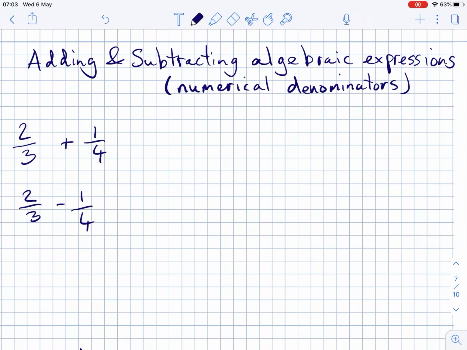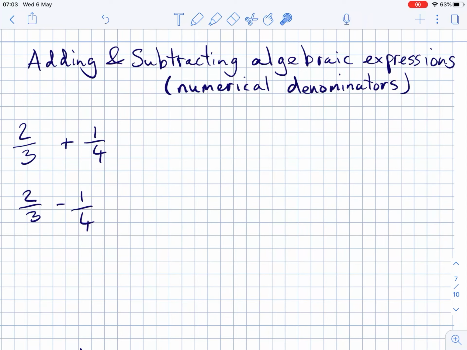Hello, and welcome to this short video talking through how to add and subtract algebraic expressions. In this video I'm just going to look at those expressions with numerical denominators, so where we have numbers on the bottom of our fractions. Before I get into the algebra, I think it's important to just recap how we go about adding normal fractions.